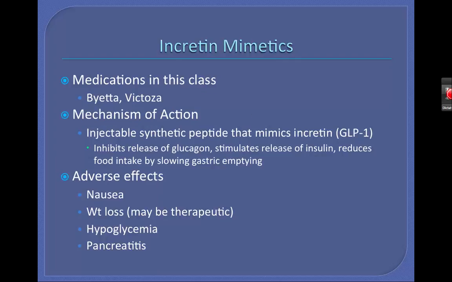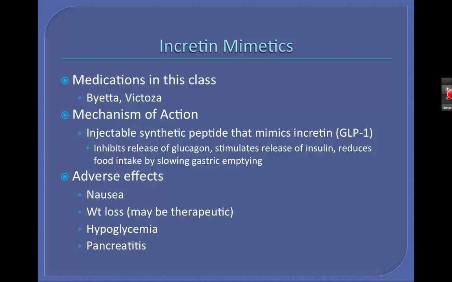Medication: Incretin Mimetics. Basically, Incretin Mimetics improve insulin secretion in diabetics. So what they can be are DPP4 inhibitors, and the medications in that class are Byetta or Victoza. They're injectable synthetic peptides that mimic Incretin or GLP-1.